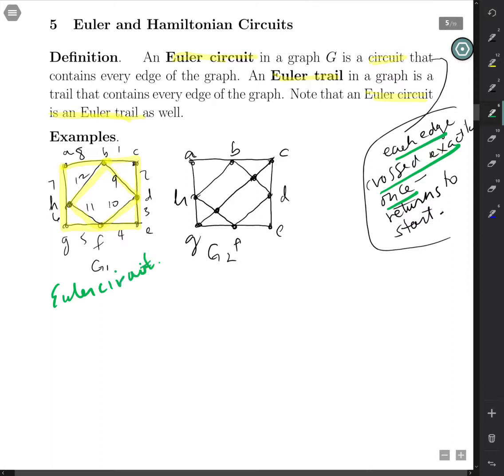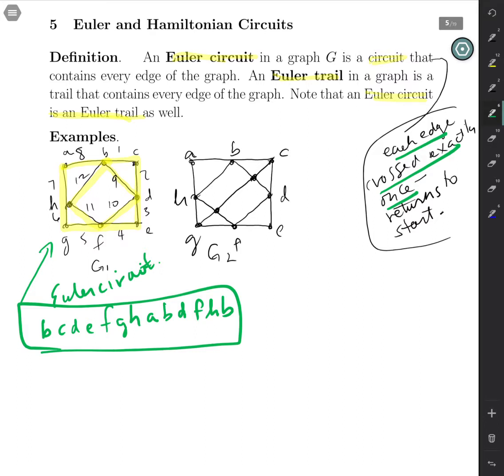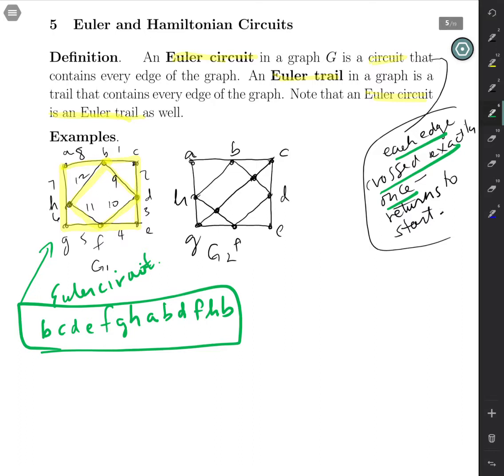The walk I've sketched there, I could write that down as a vertex sequence the way I did it. I did B, C, D, E, F, G, H, A, B, and then I did D, followed by F, H, and back to B. So that's a way to describe that, since it's a simple graph the way I have it there. This also applies to more general pseudographs, but the one I have sketched here is a simple graph, so a vertex listing there gives you complete information about it.